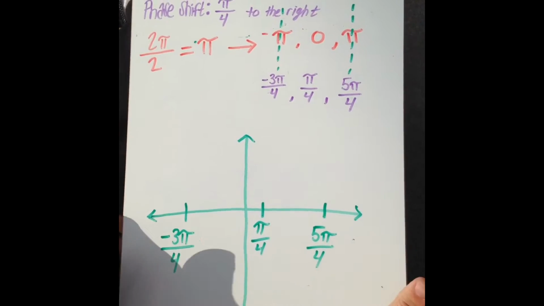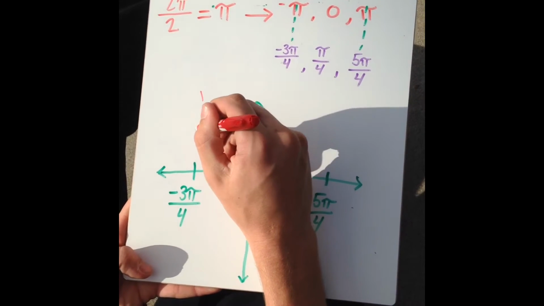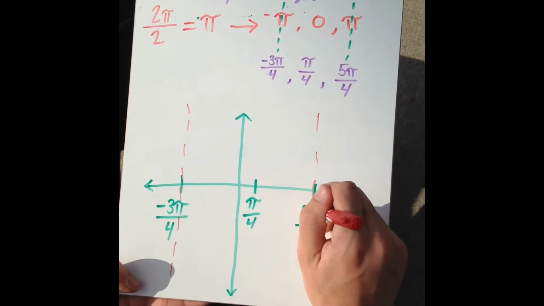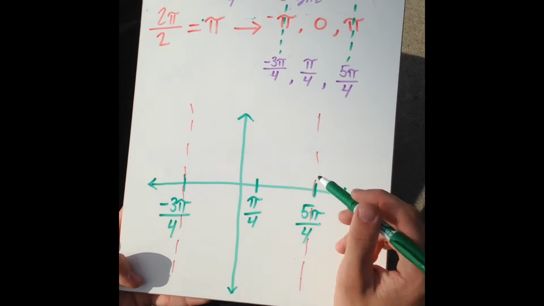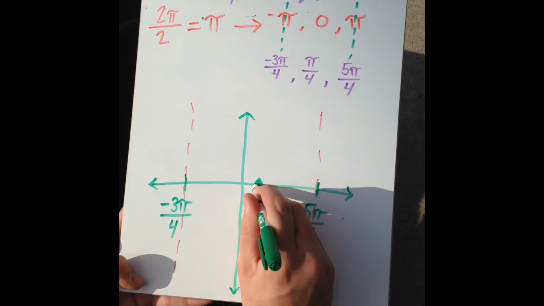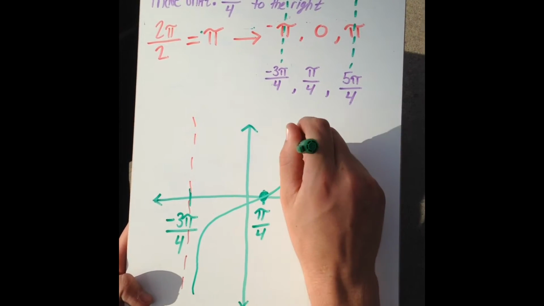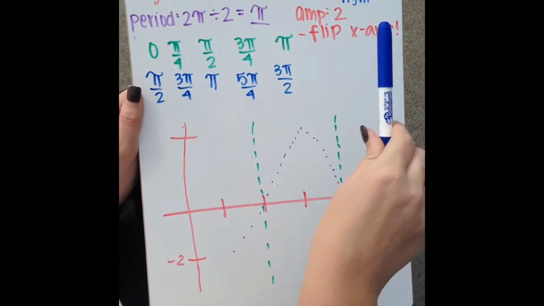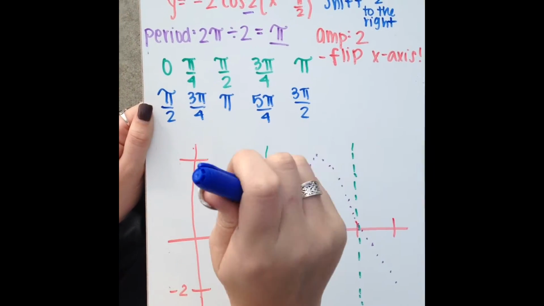And we have asymptotes at -3 pi over 4 and 5 pi over 4, so we draw these lines. And then we cross the x-axis at pi over 4, which is right here, and the tangent graph looks like this. And that's it.